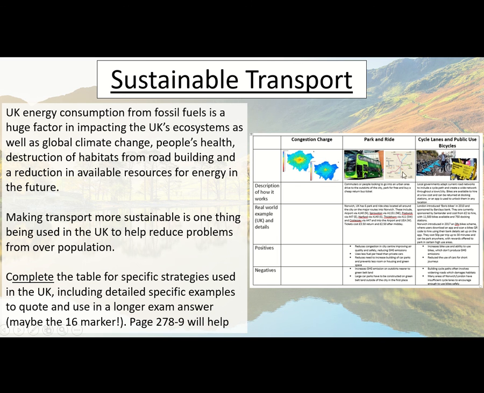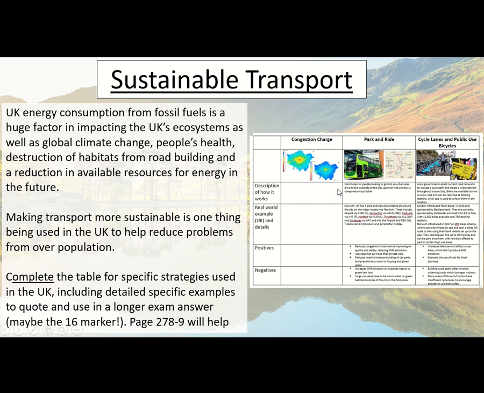It could easily be a 16 marker and has been, where there's been information about sustainable transport as a 16 mark question. Page 278 and 279 of the textbook will help, but you've got the internet at your fingertips. What I've done is I've modelled for you the level of detail I'd like for each section and the number of bullet points I'd expect. So I'd say at least 2 positives and 2 negatives. Real world example of congestion charging, probably go for London, it's probably the most well known, and tell me what congestion charging is, how does it work.